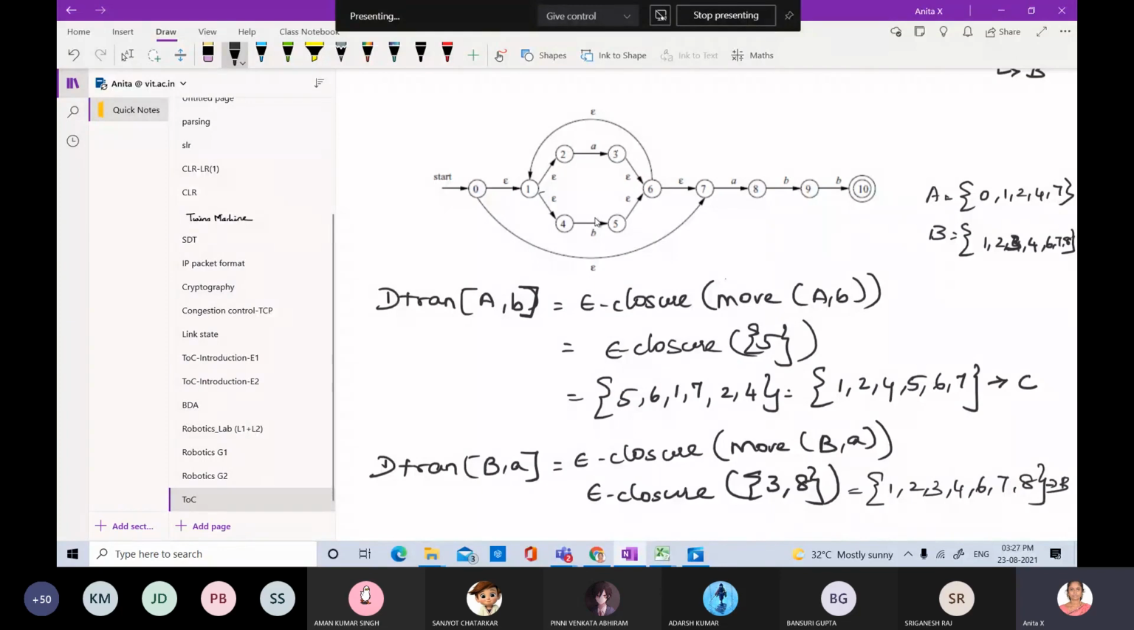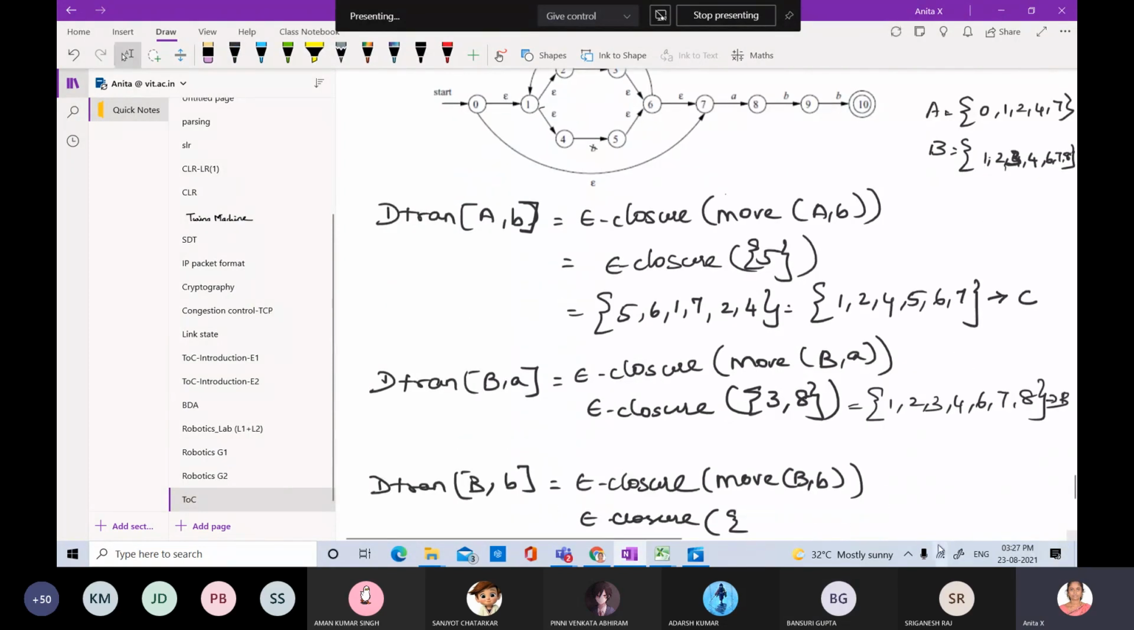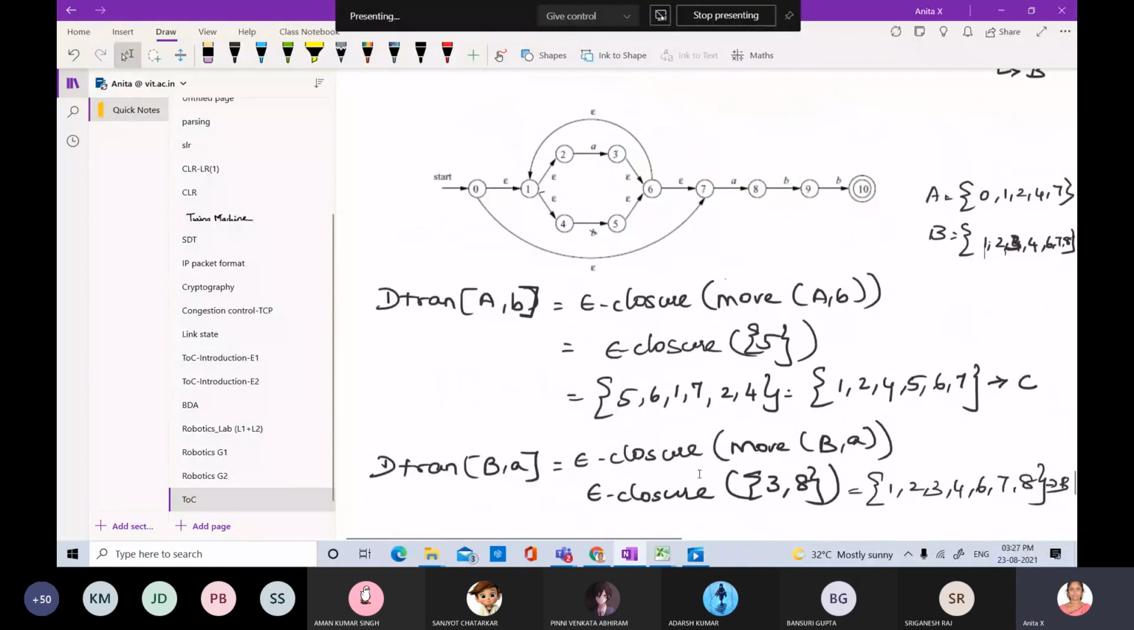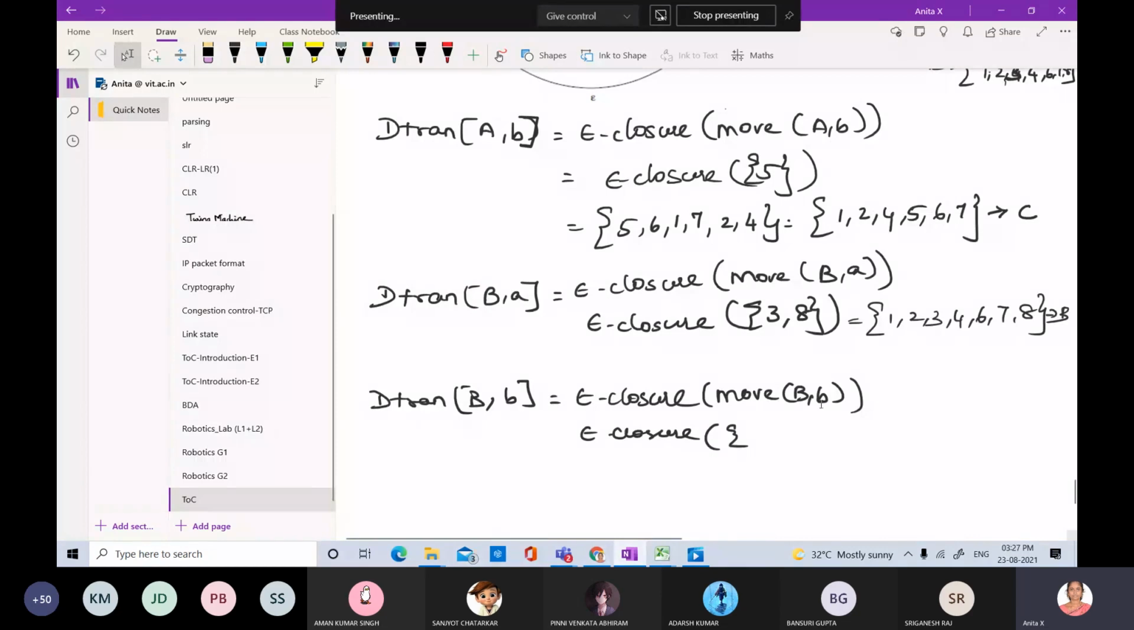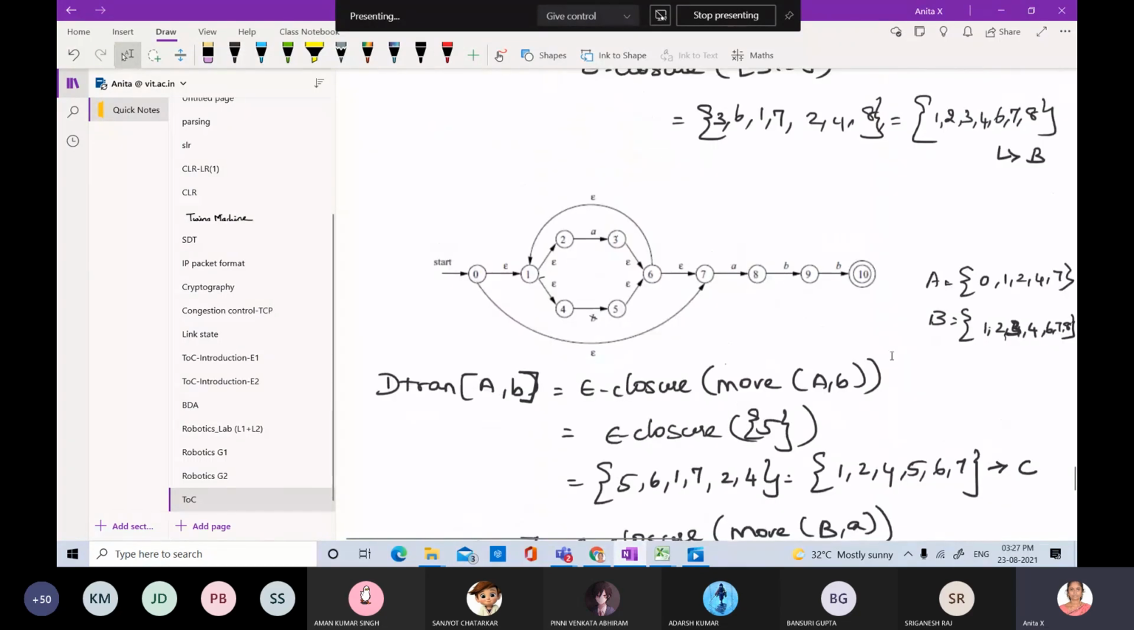What happened, ma'am? From 1, is there any transition on input symbol B? And 4 and 2. So from 1, I'm not having any transition on input symbol B, right? So please make a note. We are proceeding with the move function, not the epsilon function. So for each and every state, for that particular input symbol, I'll be checking whether there is any transition. Here the input symbol is B. From 1, is there any transition on input symbol B?